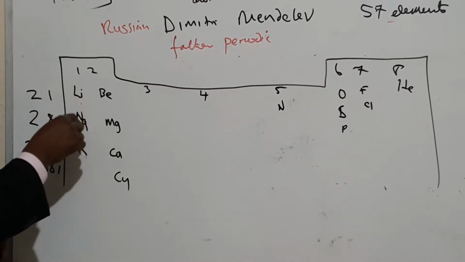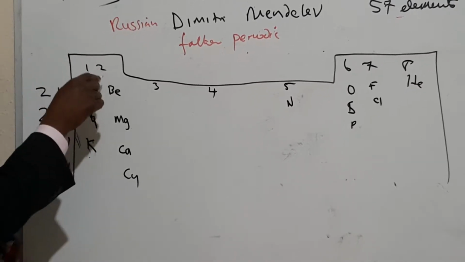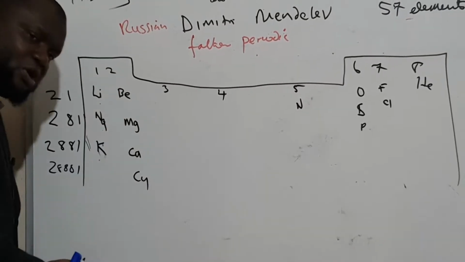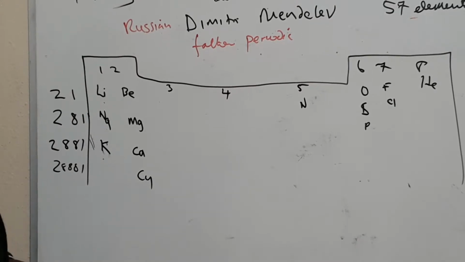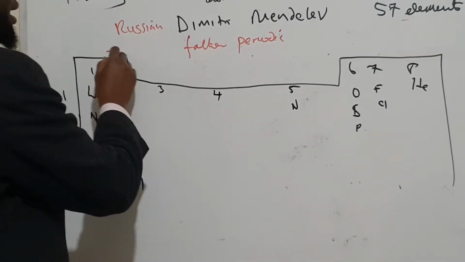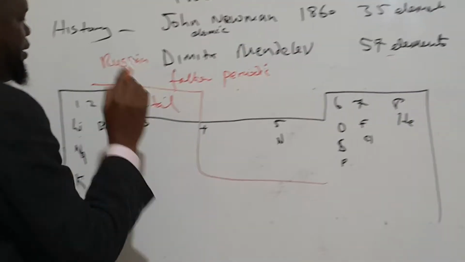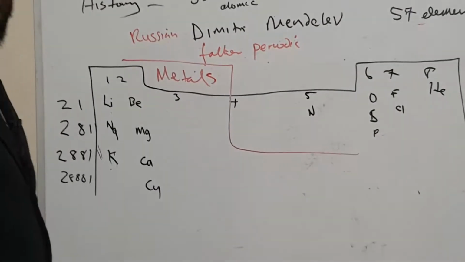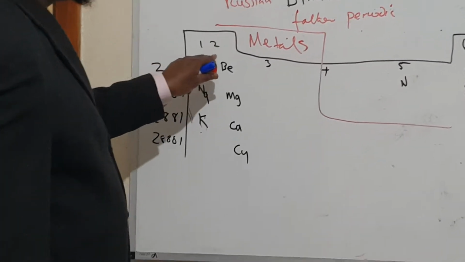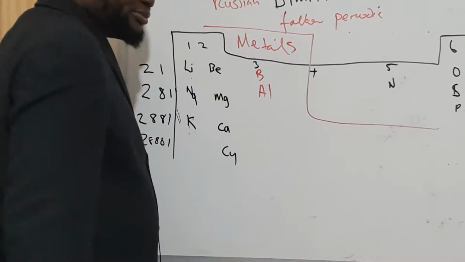He put lithium, sodium, potassium in group 1. Group 2, he put beryllium, magnesium, and calcium. Within the same group, he realized they have the same type of reaction. The same he realized in the non-metals. The first ones are called metals because when they react, they donate electrons. So he called that first one group 1, second one group 2, then group 3, boron and aluminium.